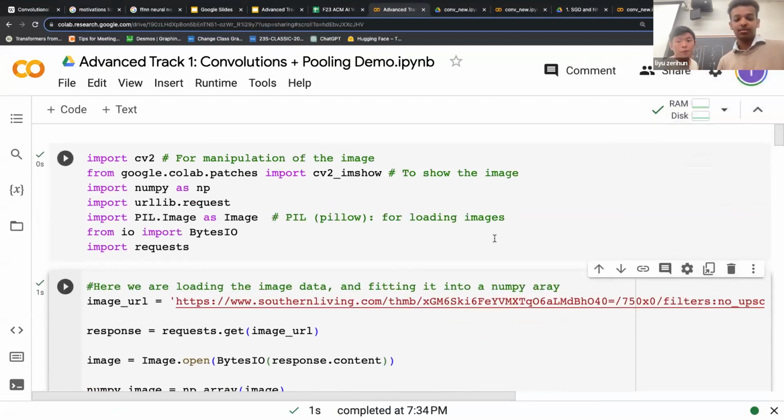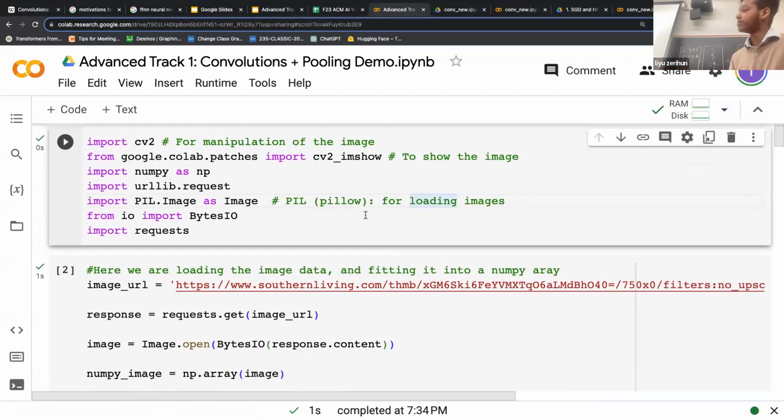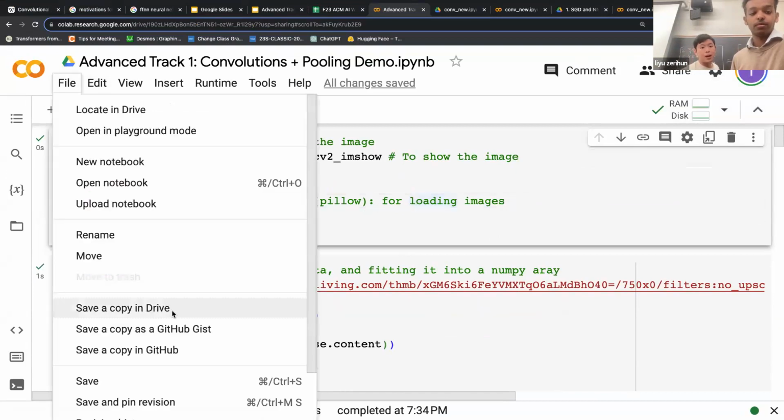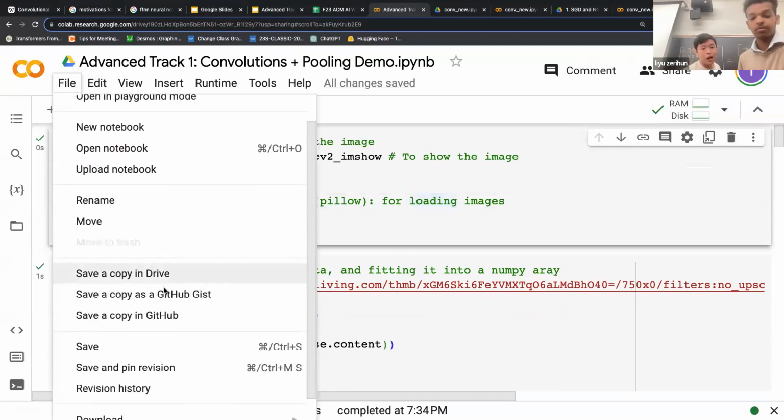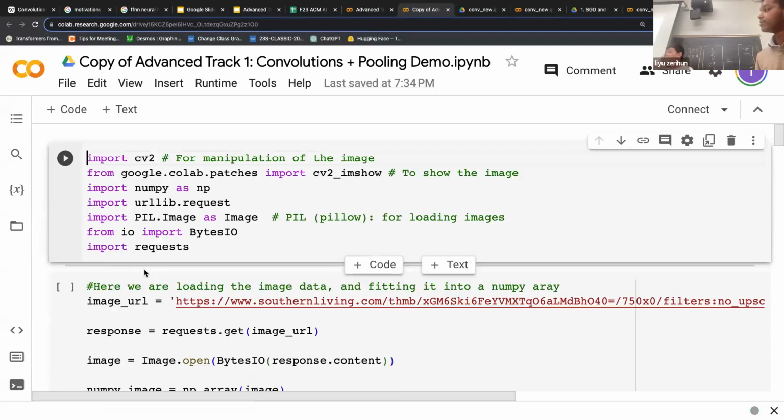For those of you who just opened this, by the way, you can find this demo here on the Backtrack cluster. It should be called convolution plus pooling demo. The first thing you do after you open this is go to File and make a copy. So save a copy in Drive, because this is going to be read only for you, so you can play around with it. If you make a copy, you'll be able to do so in your own Google Drive. Is that clear? Okay, awesome.